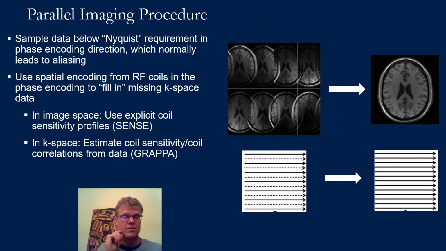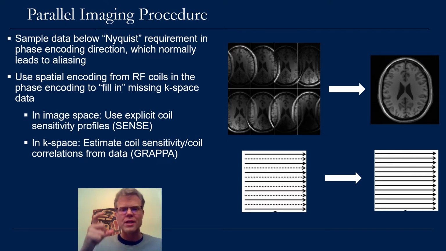Now, how can we do parallel imaging with this additional information? We want to sample data below the Nyquist requirement, which normally leads to aliasing, but we're going to use the spatial encoding information that's actually captured in the RF coils to fill in our missing k-space data.